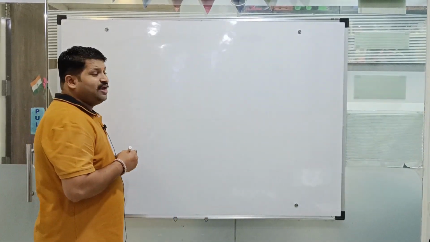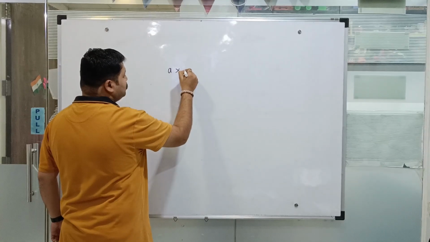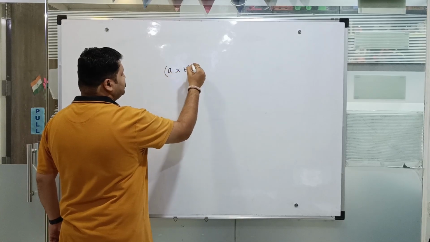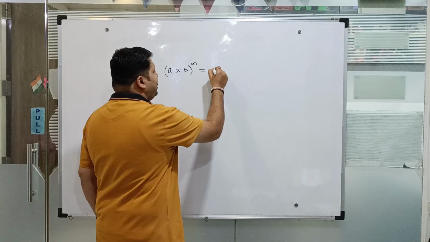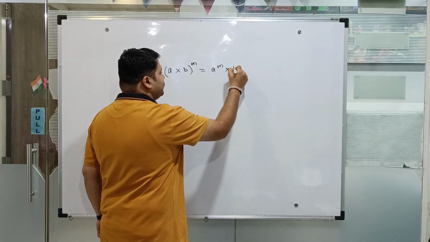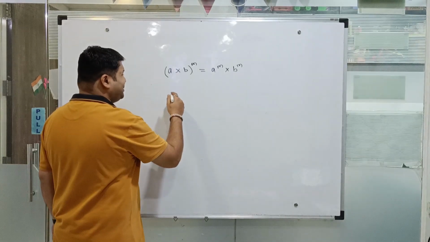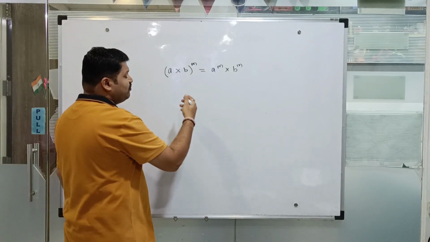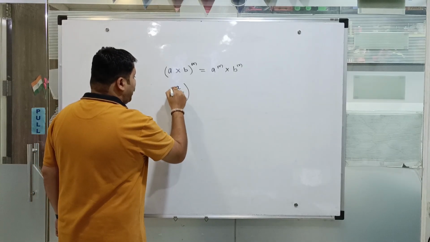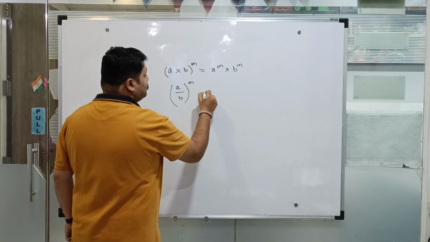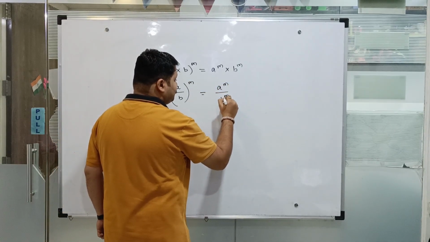If we have two numbers, let's consider them to be A and B, and we multiply them together. If it's A multiplied by B and it is raised to the power of M, then the answer would be A to the power of M multiplied by B to the power of M. At the same time, if we do division, we'll get a similar result. If we have A upon B and we raise it to the power of M, then the final answer would be A raised to the power M upon B raised to the power M.